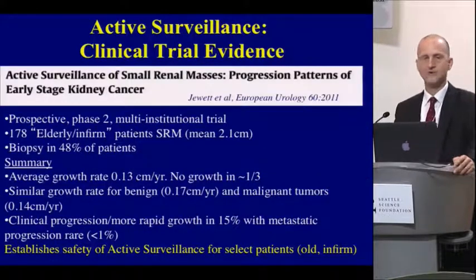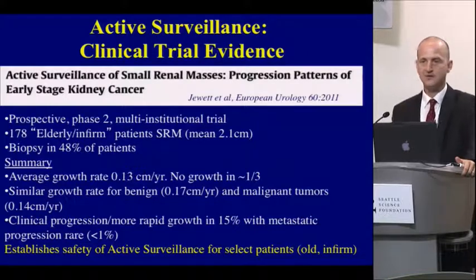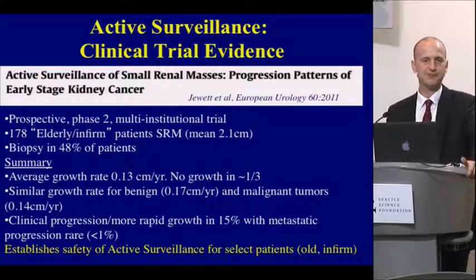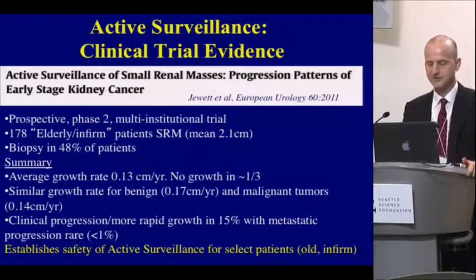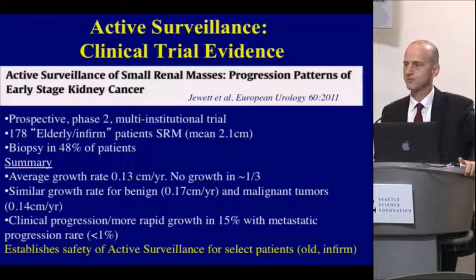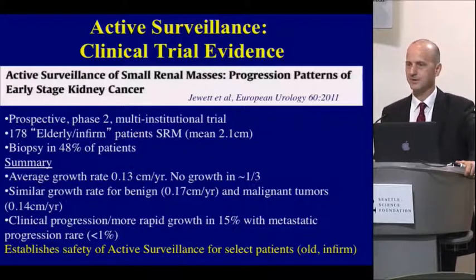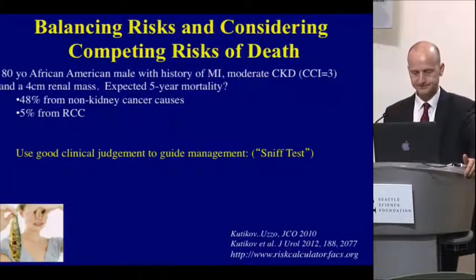So, what is our best evidence? This is a clinical trial from Michael Jewett's group, a prospective phase 2 trial. These were patients who were elderly and infirm. A trial only tells you what it's good for and what they studied. In elderly and infirm patients, about half of whom got a biopsy, the growth rate was very low, 0.13 centimeters per year. A third of them didn't grow at all. They saw similar growth rates with the benign and cancerous tumors, so growth rate was not a distinguisher here. Some patients progressed more rapidly, but less than 1% had metastatic disease. The take-home message is that for a select group of elderly infirm patients, it's a reasonably safe option.